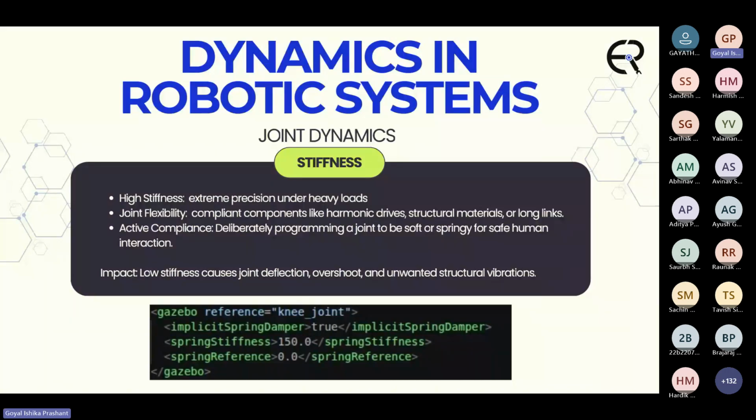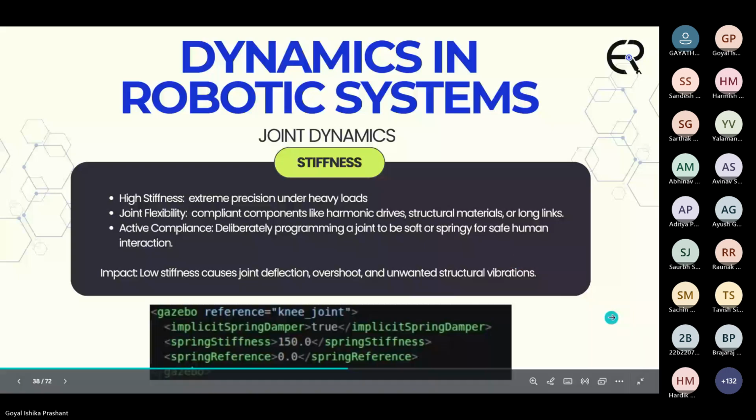But what is the impact of having low stiffness? This can cause joint deflection, overshooting, and unwanted structural vibrations. So as you can see, if we take the example of any joint, we will have to define the spring stiffness in it. Then the third factor that we have is backlash.